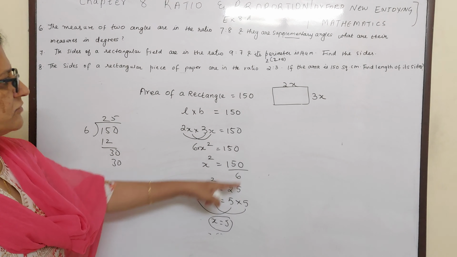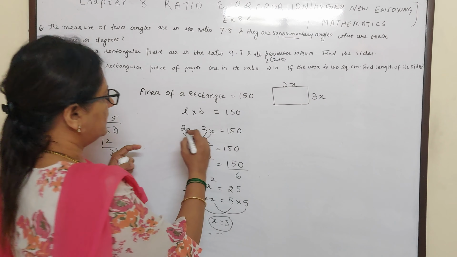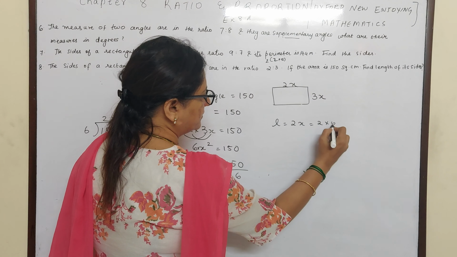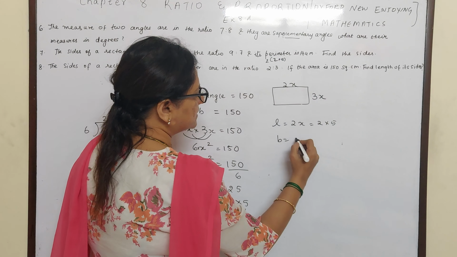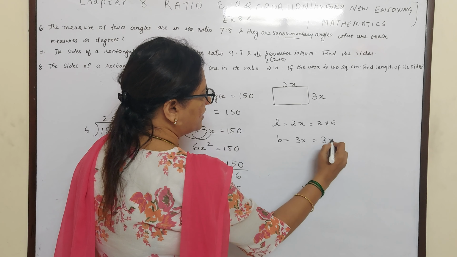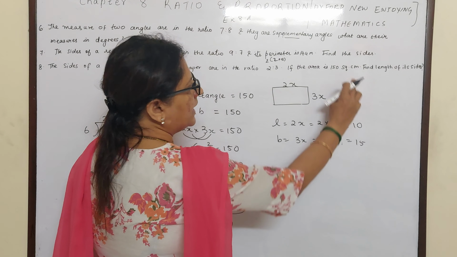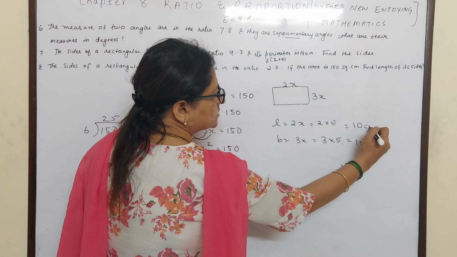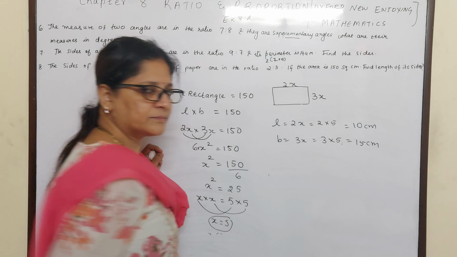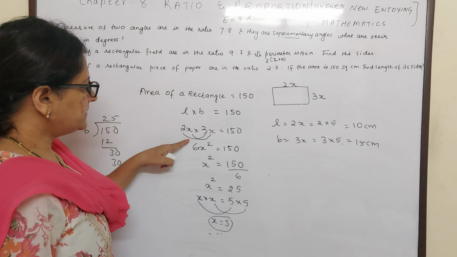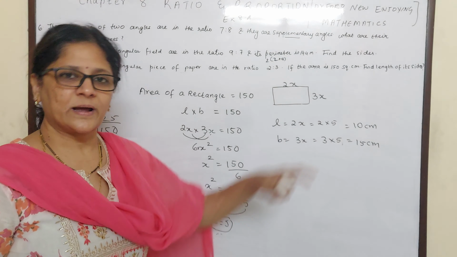Now put this value of x here in length. Length we took as 2x. So 2 into 5. What is breadth? Breadth is 3x. So 3 into 5. So we can write 2 5s are 10, 3 5s are 15, and it is in centimeter. So we will write centimeter. Okay, why is it square centimeter? Because length into breadth, centimeter into centimeter will give you square centimeter.